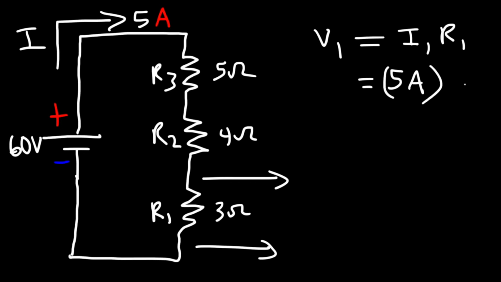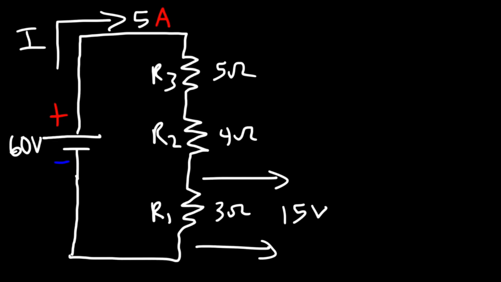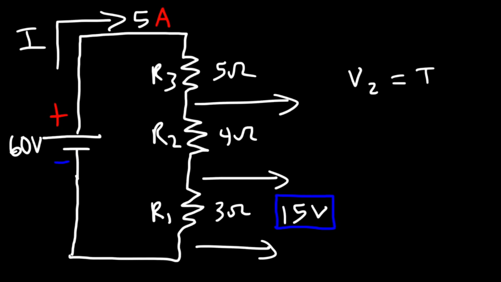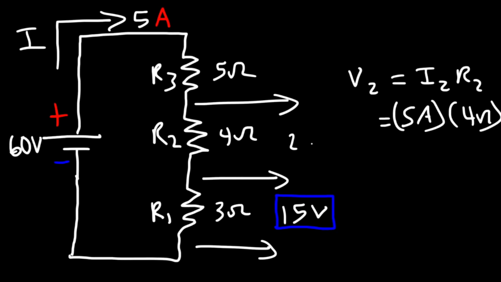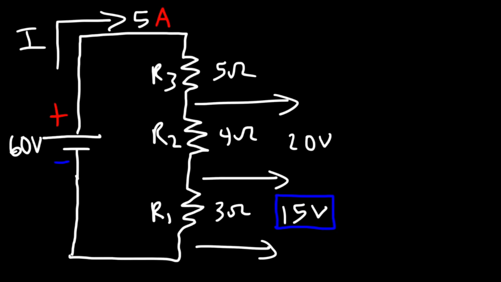But R1 is different. R1 is going to be 3. So it's 5 times 3. So we have 15 volts across R1. Now what about across R2? What is the voltage across R2? Well, we could follow the same pattern. So we could say V2 is equal to I2 times R2. So the current is still going to be 5 amps, but this time the resistance is 4 ohms. So 5 times 4, that's going to give us 20. So we have 20 volts across R2.